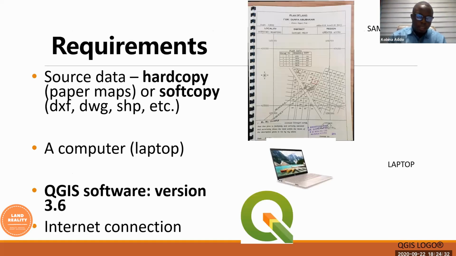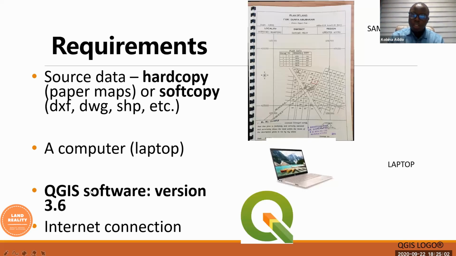So the basic requirements for this training is the source data, which is the hard copy paper maps or site plans that we know. I believe everybody is familiar with a site plan. This is a sample. This is how a site plan looks. And then, of course, it's a software we are going to run, so you need a computer to be able to run it.